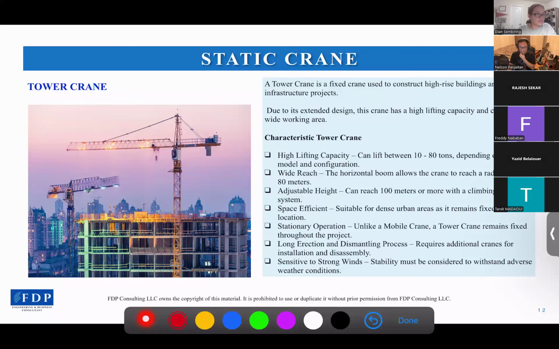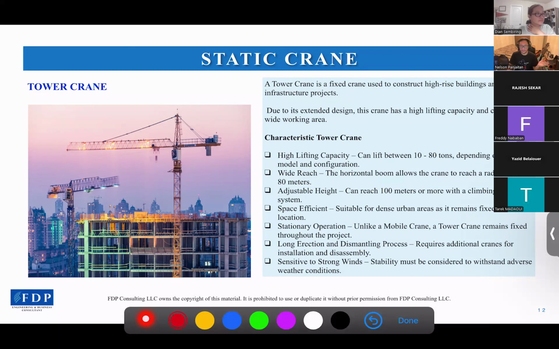High lifting capacity, it can lift between 10 to 80 tons, depending on the model configuration. Wide range, the horizontal boom allows the crane to reach a radius of up to 80 meters, and the adjustable height can reach 100 meters or more with a climbing frame system. And then space efficient, suitable for dense urban areas as it remains fixed in one location.